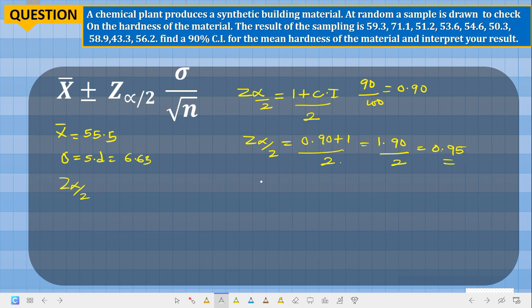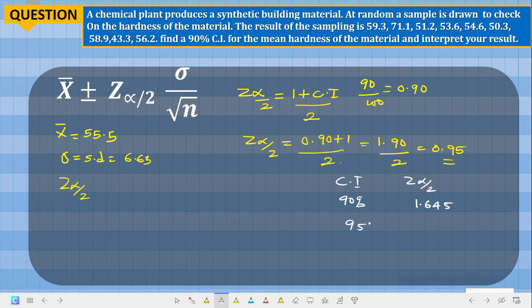However, it's pertinent that you memorize the Z score for these particular confidence levels, because these are the ones that are most especially asked in most questions. They may ask you to calculate the Z score for, let's say, a 90% confidence interval. Let's make a table for that here: the confidence interval, then Z alpha over 2. For 90%, our Z alpha over 2 is 1.645.